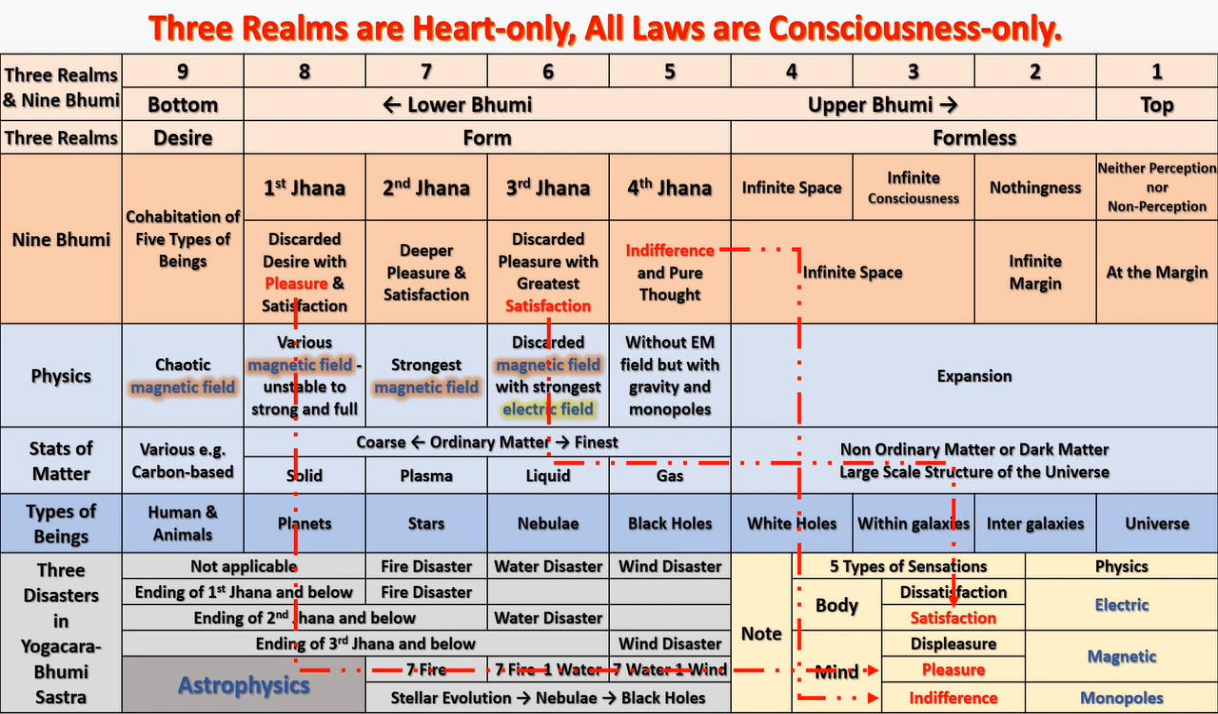There is also a description on three disasters, starting from fire, to water, to wind. There will be 7 fire disasters, followed by 1 water disaster, after a total of 7 water disasters, which have a total of 49 fire disasters, then followed by a wind disaster. This is what we call stellar evolution today, from stars, nebulae, to black hole. Therefore, black holes are definitely conscious beings at the 4th jhana.